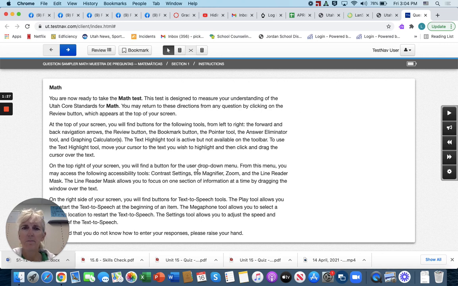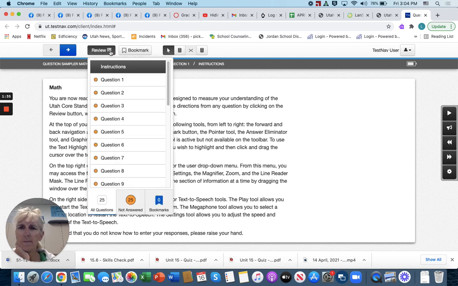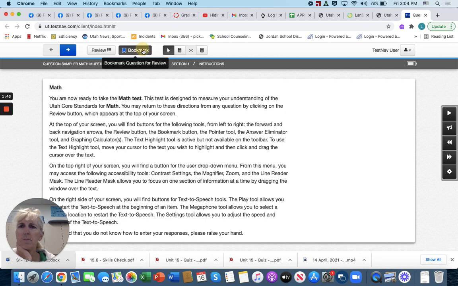You'll find the button for the user drop-down menu, find tools, following tools up here. We have review. That will help you navigate to different questions. I believe if you answer one question, you cannot go back. Bookmark a question for review. You might be able to go back if you can do that. I don't know. Let's try a couple when we go through.